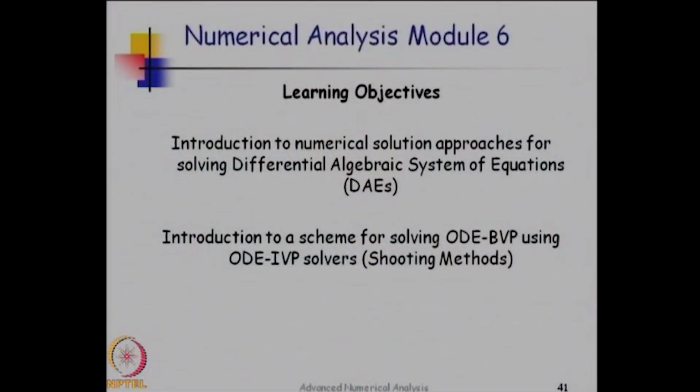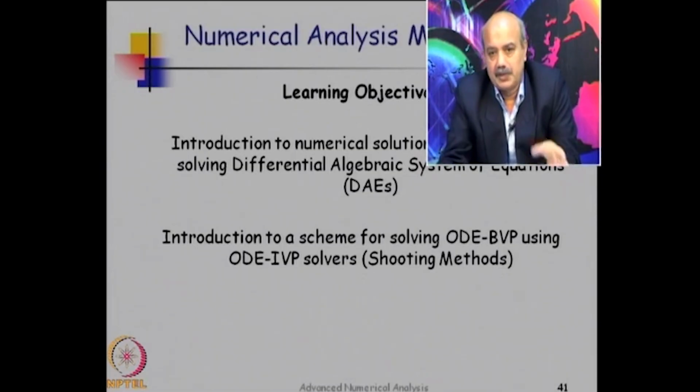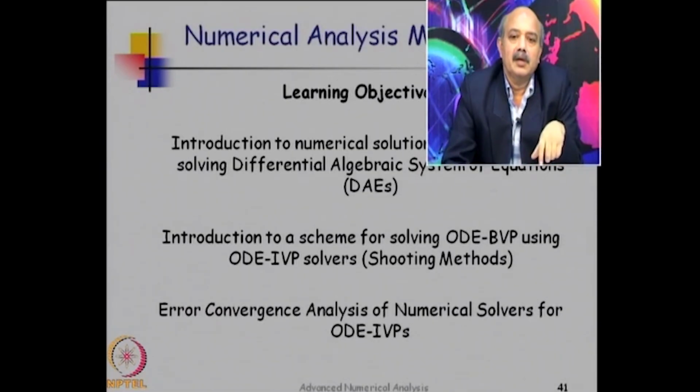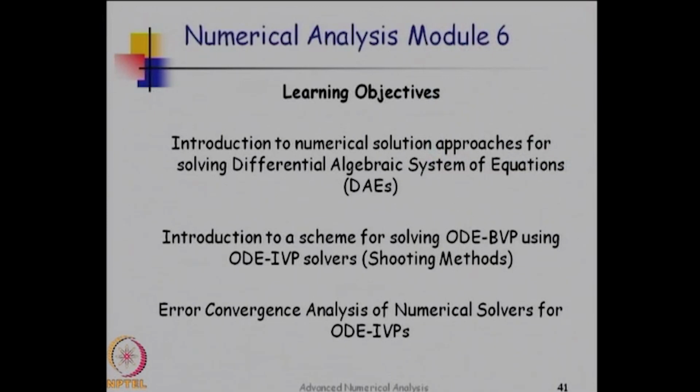Then we will look at a special method for solving ordinary differential equation boundary value problems, called the shooting method. So actually you use an initial value problem solver to solve a boundary value problem. How this is done, we will look at this method, and then again we will look at convergence analysis of solvers for ODE IVP. So this brings us to an end of the introduction to these 6 modules.